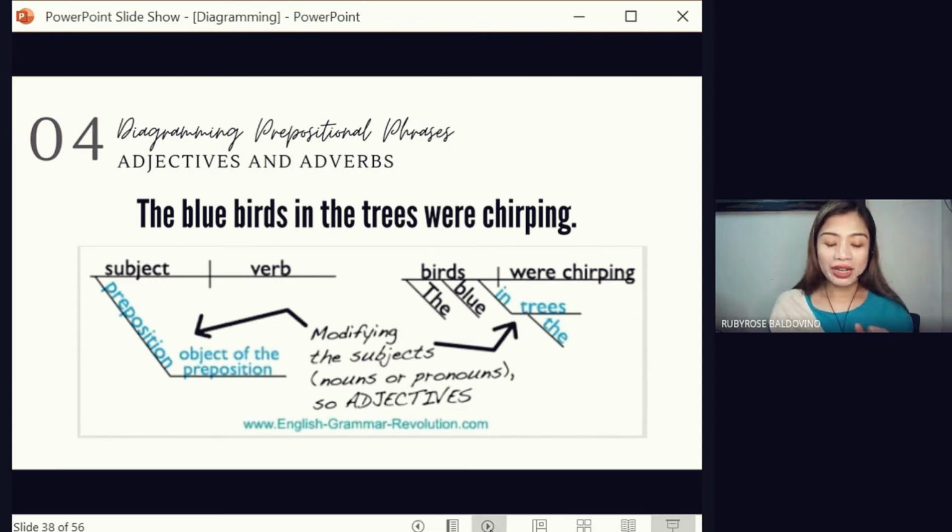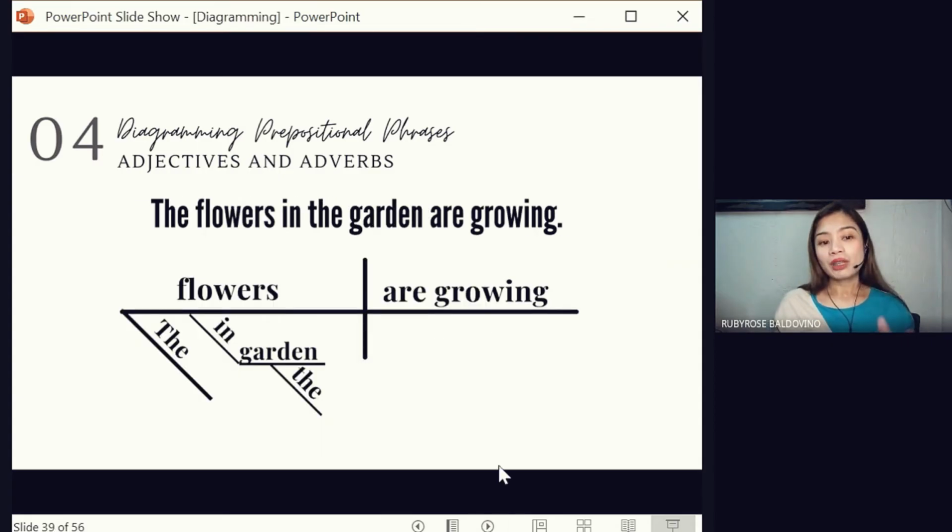Let's go for another example so that it will be easier for you to understand. The flowers in the garden are growing. Again, look for the subject, look for the verb. Subject on the left, verb on the right. Flowers is our subject, it's on the left, and our verb is are growing.